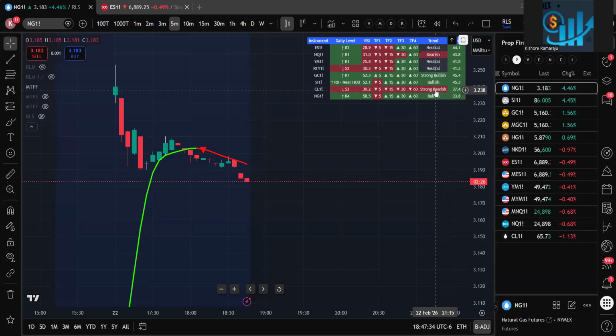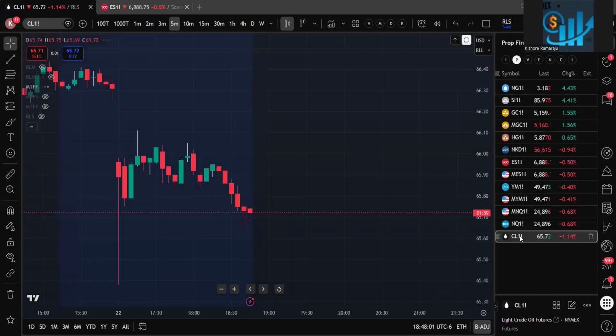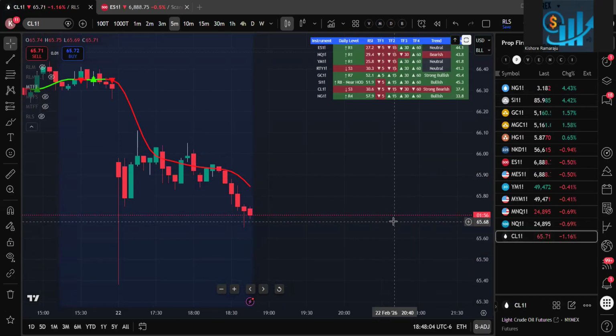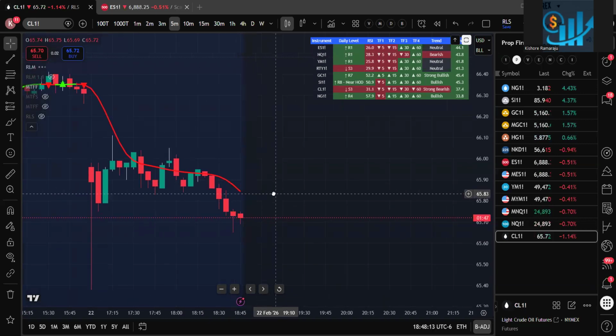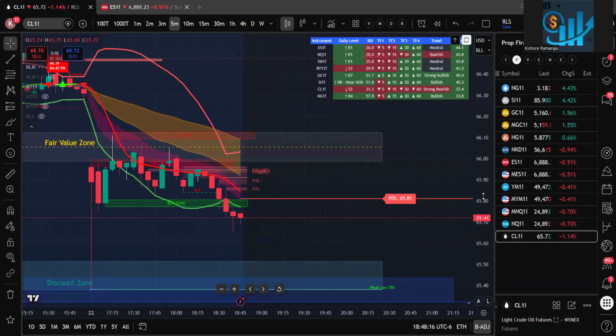So now if I get a sell signal on crude oil, or if I get a buy signal on GC, silver, natural gas, these are the best opportunities. So GC, silver, and natural gas, I am watching for a buy signal. Crude oil, every sell signal is a good opportunity for a short on crude oil.